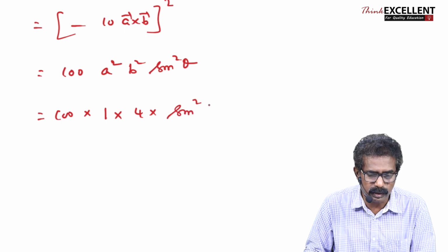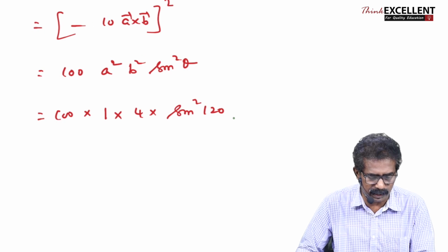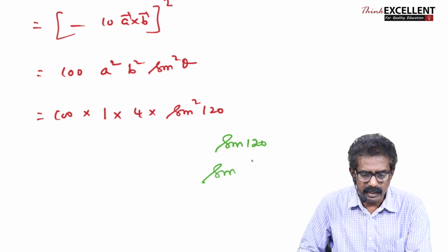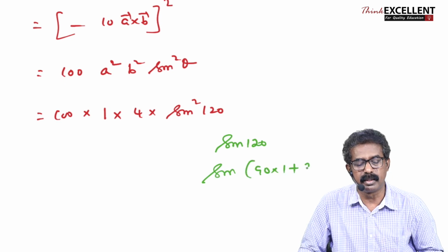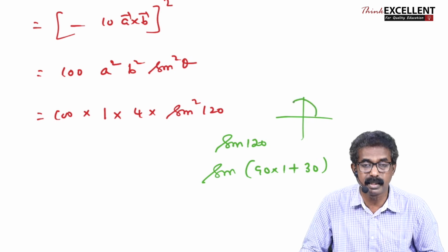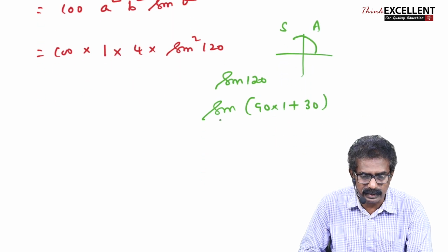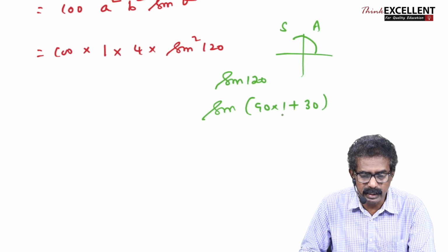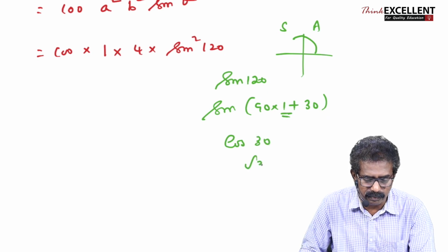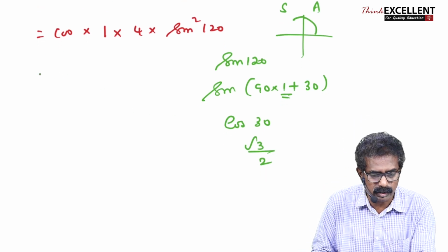Sin square 120. So sin 120 you have to find separately. Trigonometry you studied, sin of 90 into 1 plus 30, right? 90 into 1 on the line plus 30, it comes to the second quadrant. In the second quadrant, sin is positive, so here sin only, positive. 90 into 1, odd number, so co-ratio, cos 30, right? Cos 30 value is root 3 by 2. This is the sin 120 value, root 3 by 2.